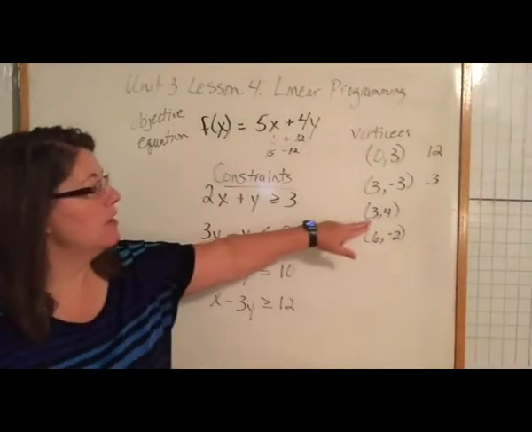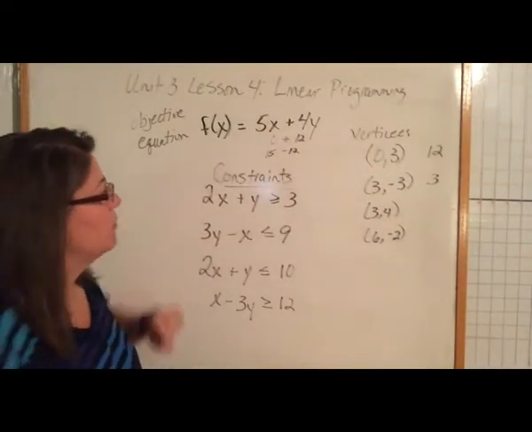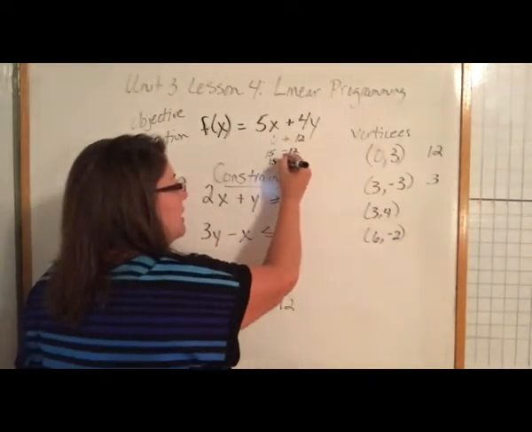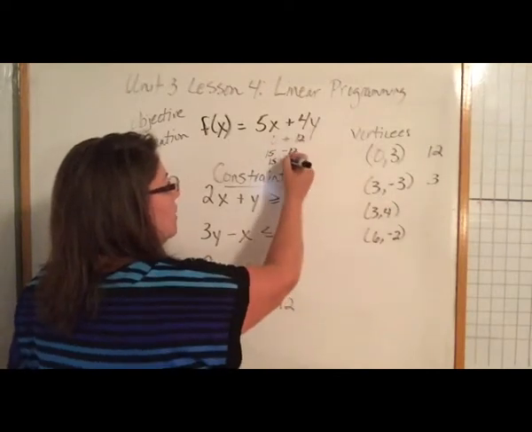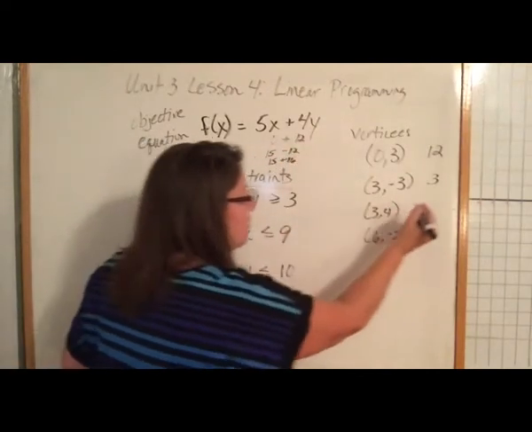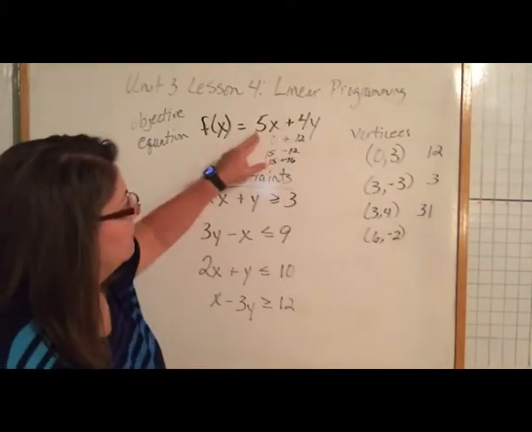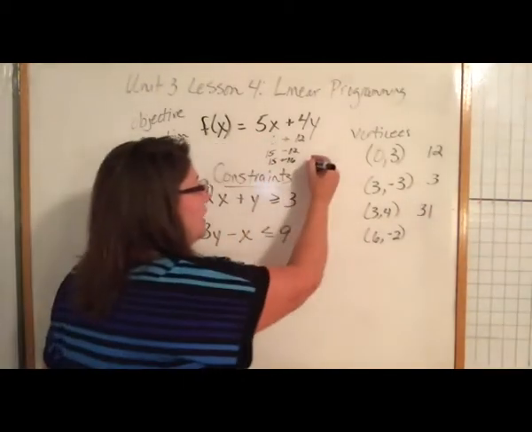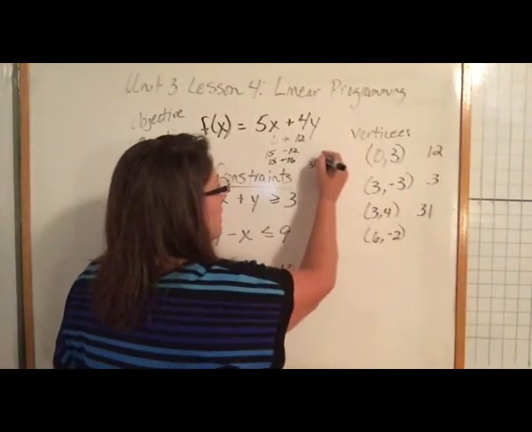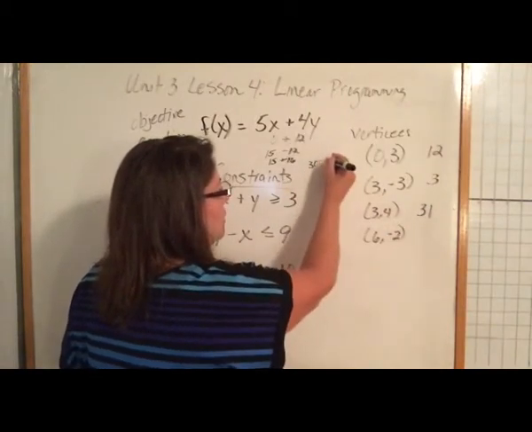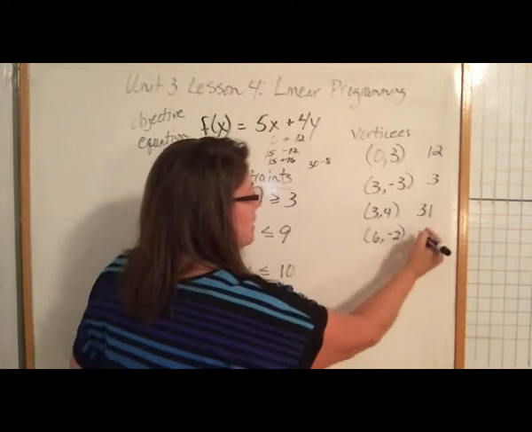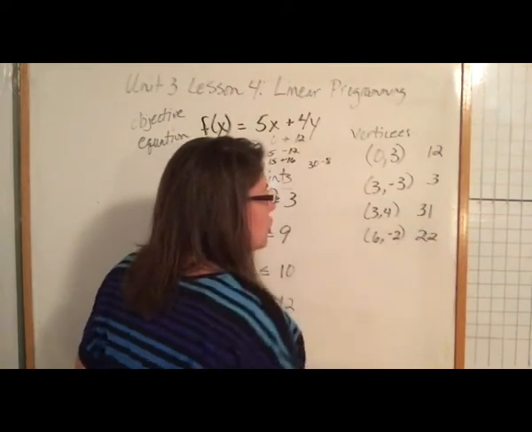When I plug in (3, 4), 5 times 3 is 15. 4 times 4 is 16, which gives me a 31. And then 5 times 6 is 30. And 4 times negative 2 is negative 8, which gives me a 22.